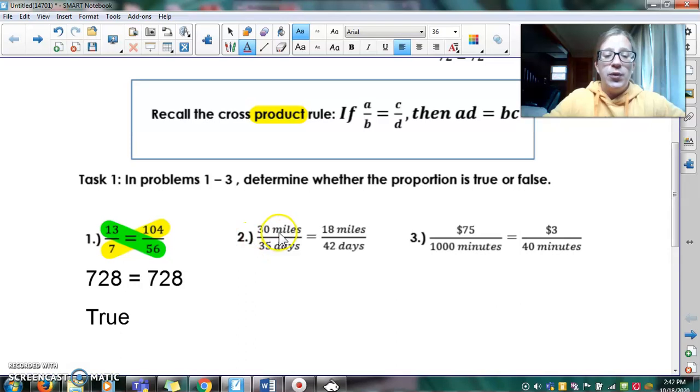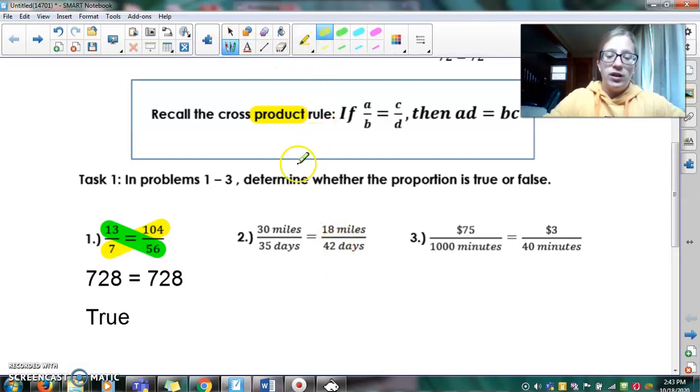In our second example, we have 30 miles over 35 days is set equal to 18 miles over 42 days. And so we're going to think about this idea of cross multiplication. We have our 30 and we're going across to the 42, 35, and across to the 18.